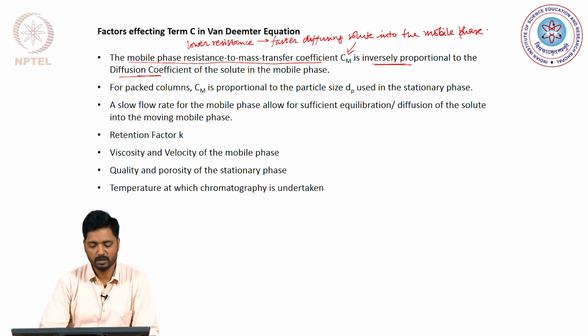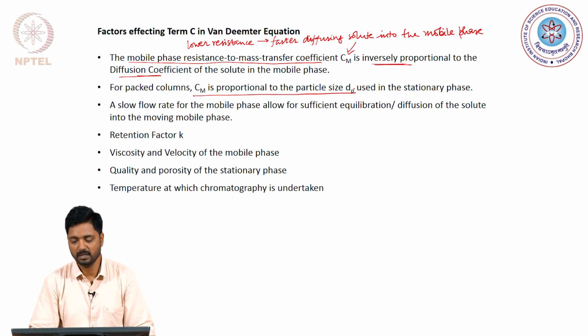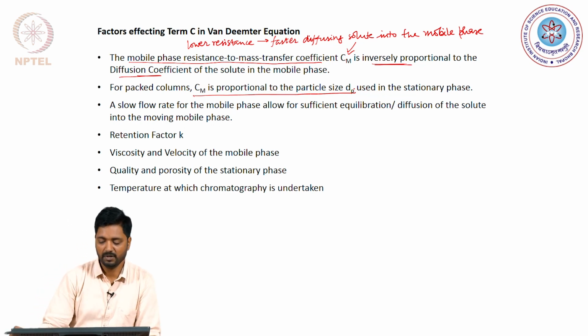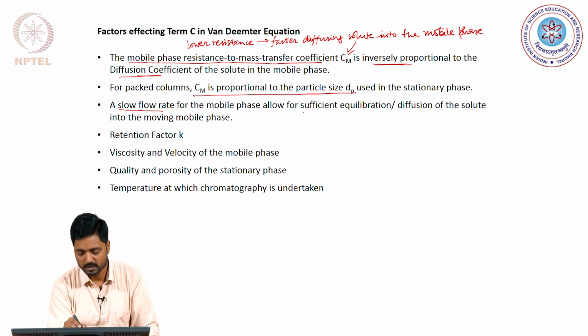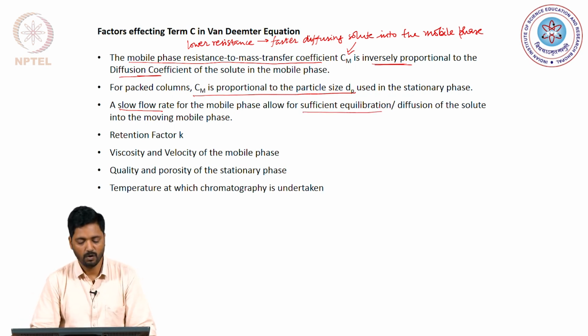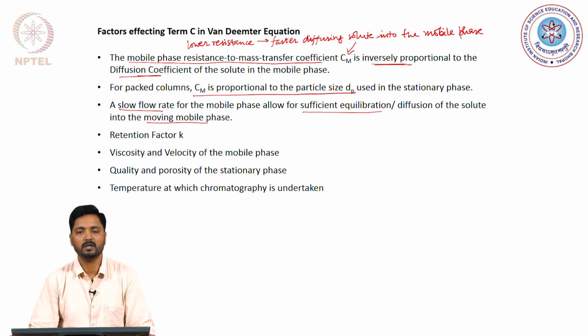Now, also for packed columns, it has been found that the larger the particles, the bigger will be the voids present in them, and hence Cm is found to be proportional to the particle size used in the stationary phase. So, indeed we would want to use smaller particles so that the C term can be minimized, and we have already seen that a slow flow rate of the mobile phase will allow for sufficient equilibration or diffusion of the solute into the moving mobile phase. So, indeed here we would want to reduce the flow rates to achieve low values for the C into U term.